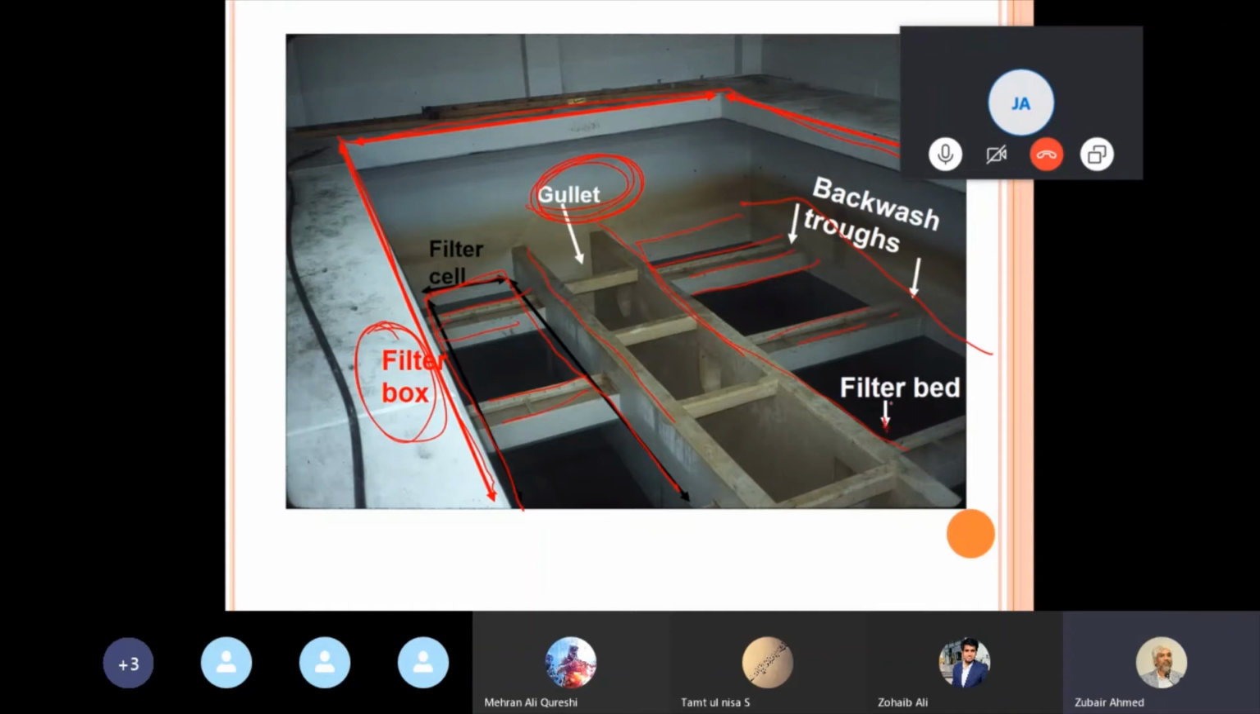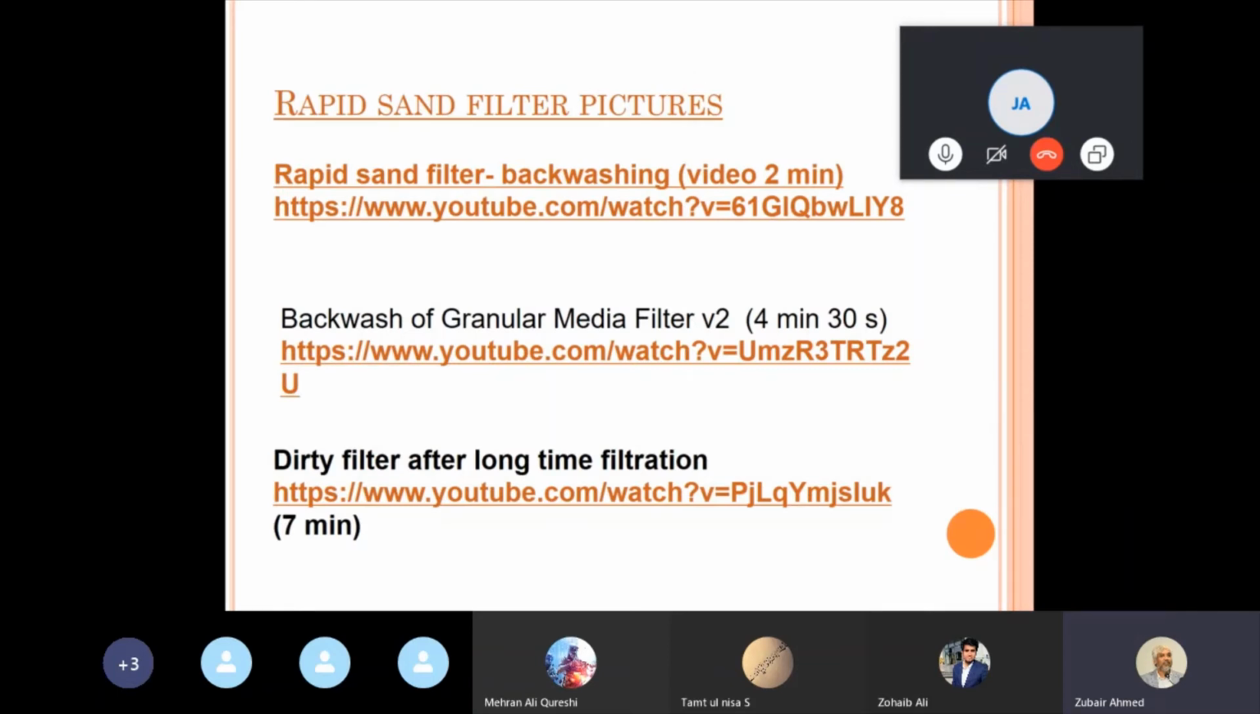And you can see deep here some filter bed. I want to show you some video, starting from a 2-minute video and some 4-minute video and a little bit longer video, but I will try to go quick. So first let's watch this one, and please tell me if you can't see.